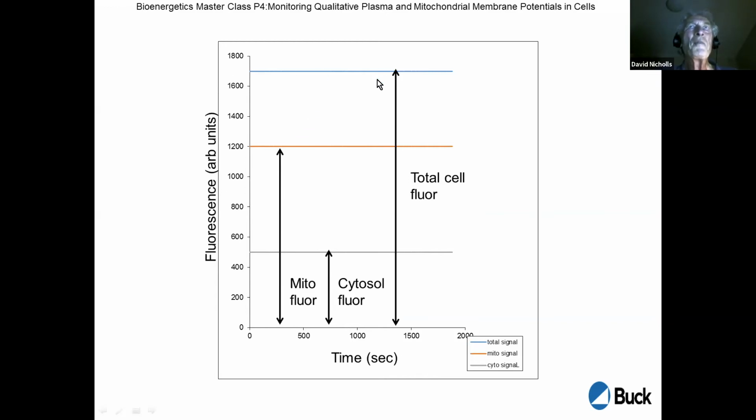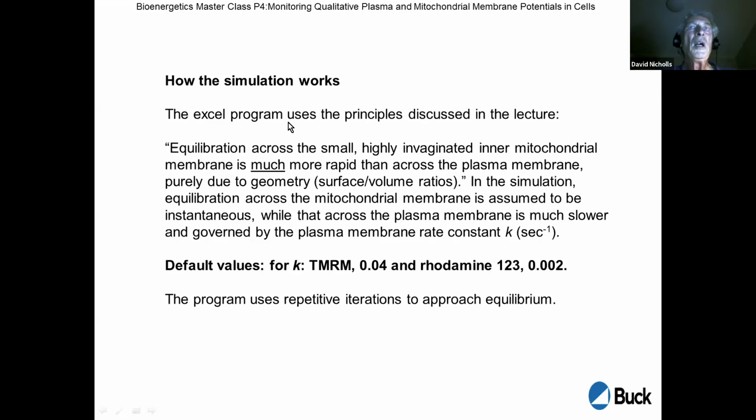Total fluorescence in blue, mitochondrial fluorescence in orange, and cytosolic fluorescence in, I forgot what color that was originally, but it washed out in taking the screenshot. Okay, I've described most of this already. It's assuming that equilibration across the mitochondrial membrane is instantaneous, within the time course of the experiment. The plasma membrane is much slower, and we're using rate constants of 0.04 for TMRM, 0.002 for rhodamine 123.